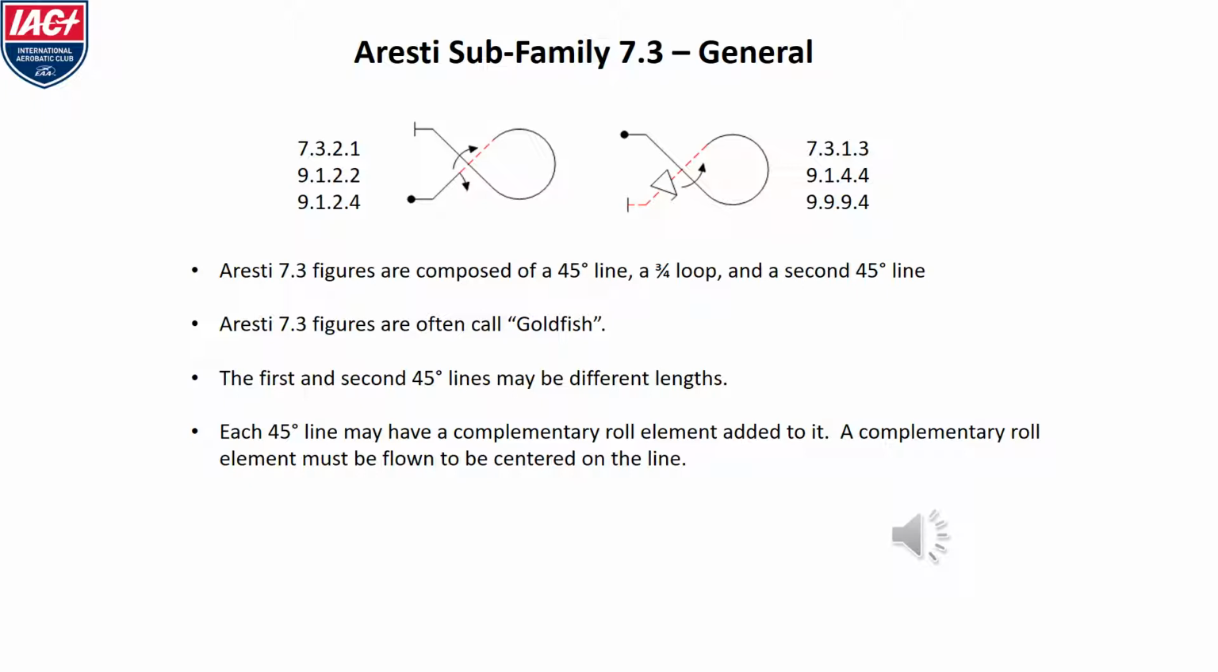Aresti's subfamily 7.3 figures are 3/4 looping figures. 2 of them are illustrated here. They all have an entry 45 line, a 3/4 loop, and an ending 45 line. We often call these goldfish. The first and second 45 lines may be different lengths, and each 45 line may have a complementary roll element added to it, which must be centered on that line.